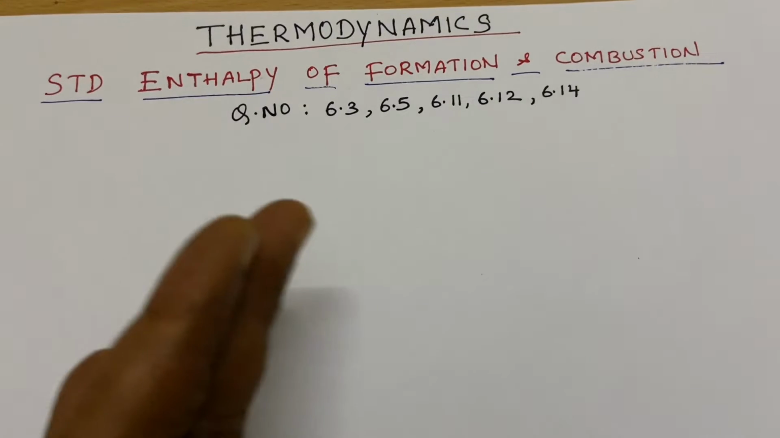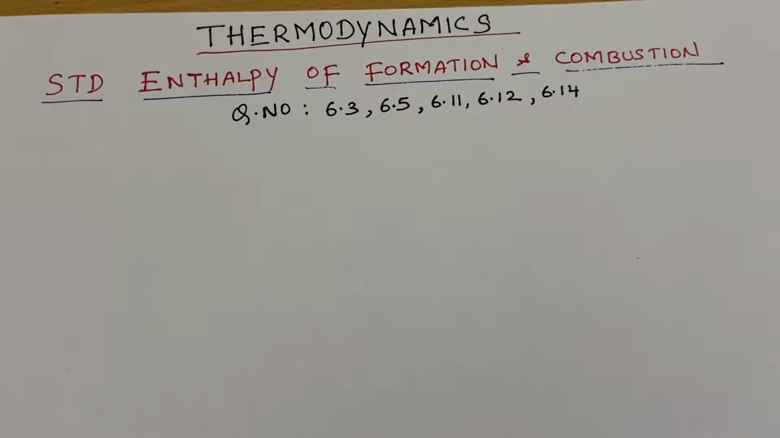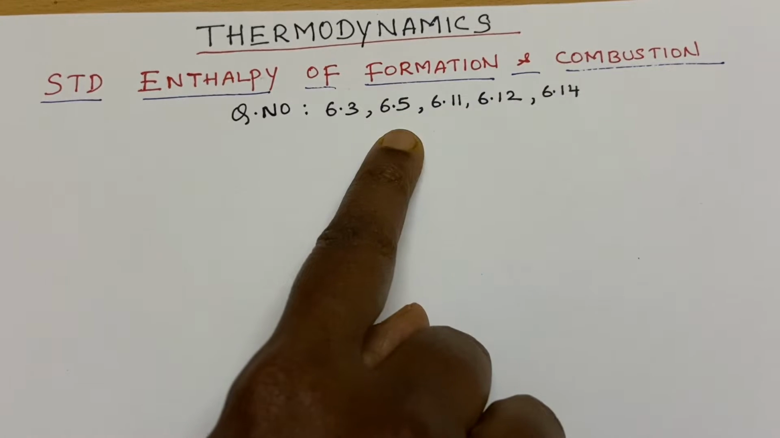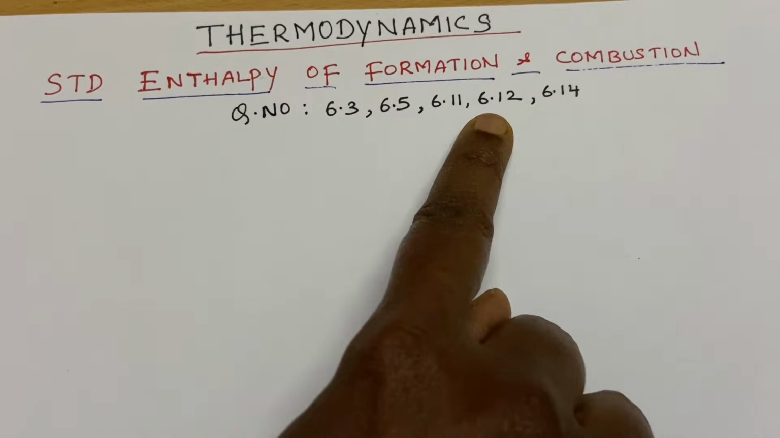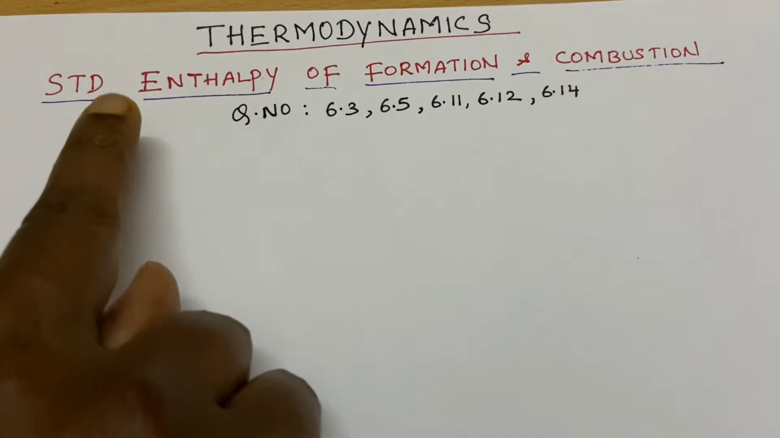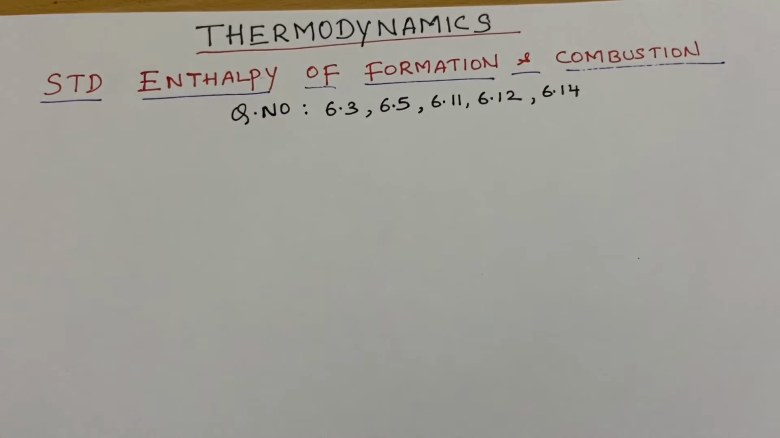So nowadays I am covering all the book back exercises from the chapter Thermodynamics from class 11 Chemistry. Today I am going to solve book back exercise questions 6.3, 6.5, 6.11, 12 and 14. All these questions are based on the concept of standard enthalpy of formation and combustion and some mixed data. I am going to tell you the basic concepts behind these questions and then solve them. So please watch it carefully.